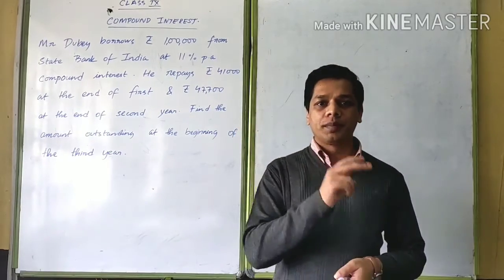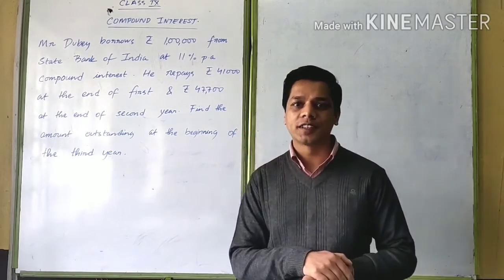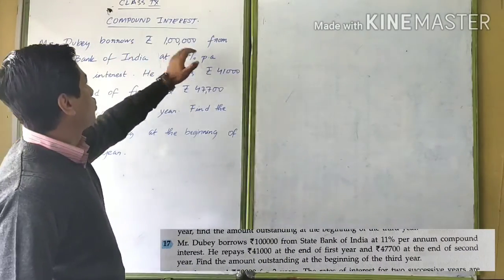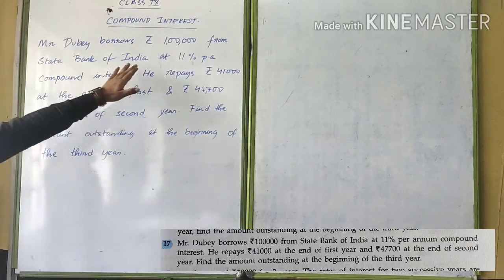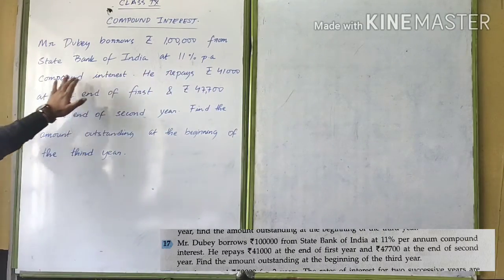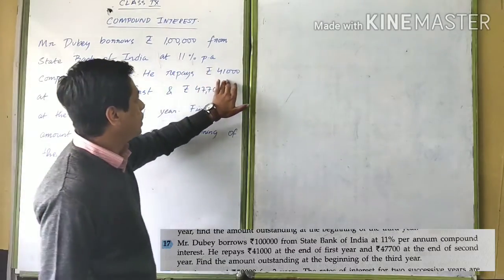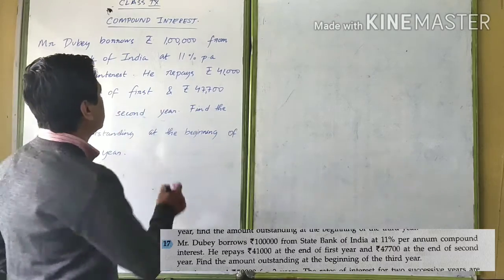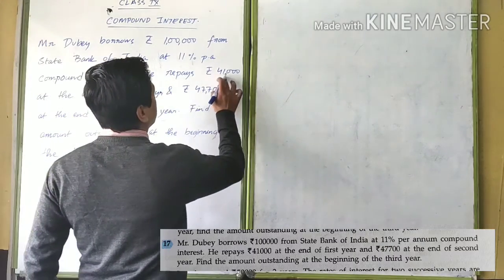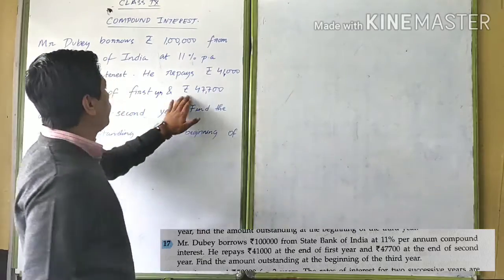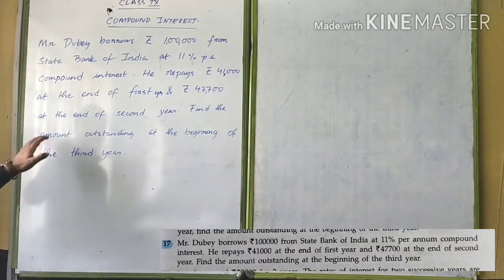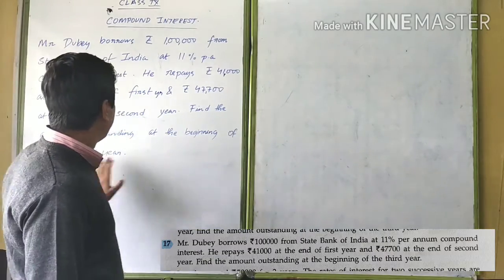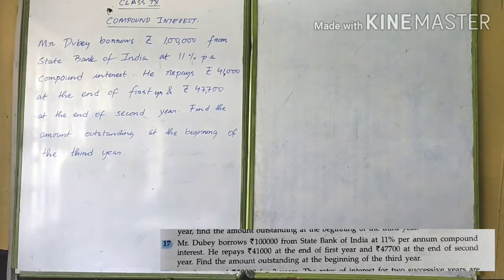So today we are basically going to do two questions. So let's get started. So the question is, Mr. Dubey borrows rupees 1 lakh from State Bank of India at 11% per annum compound interest. He repays rupees 41,000 at the end of first year and rupees 47,700 at the end of second year. Find the amount outstanding at the beginning of third year.